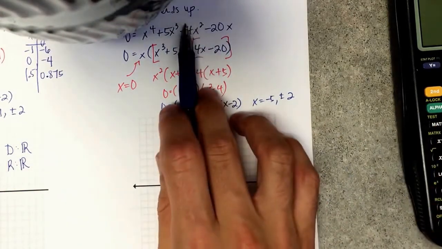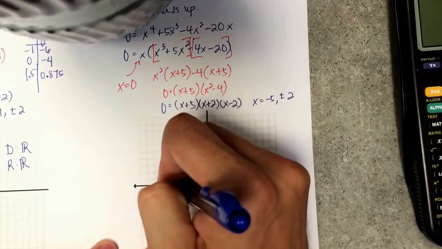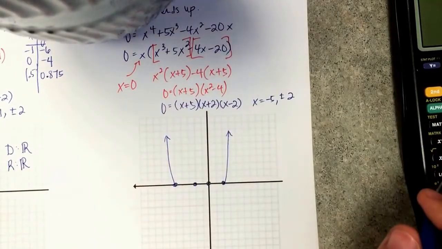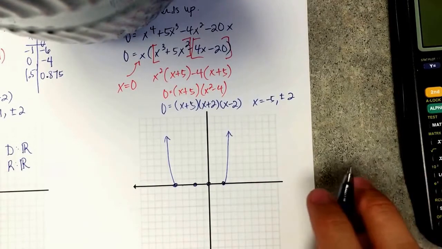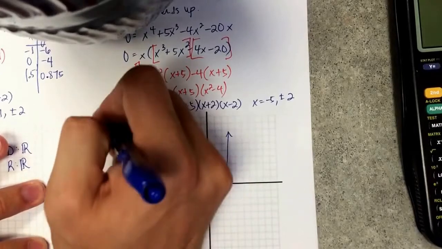End behavior, we said both ends go up. So we're going to show that. Up on the left, up on the right. Now I'm going to plot and make a t-chart to figure out what extra values are going to help me graph the function.